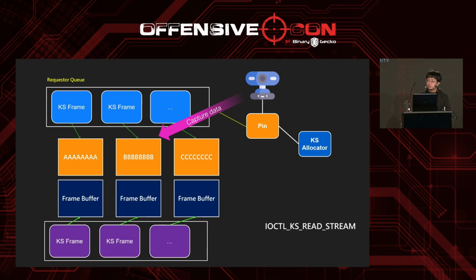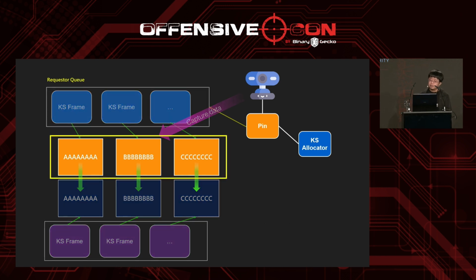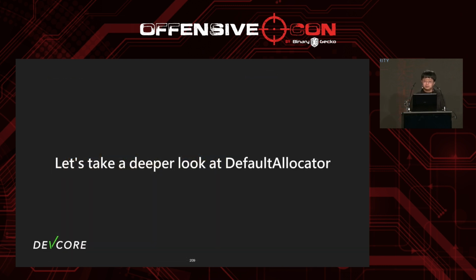When we send an IOCTL to read the data, the process begins just like we described earlier. However, instead of reading from the device each time, the worker will copy data from the pre-allocated frame buffer. Today, we will focus on how the default allocator manages pre-allocated buffers. Let's take a deeper look at the default allocator.